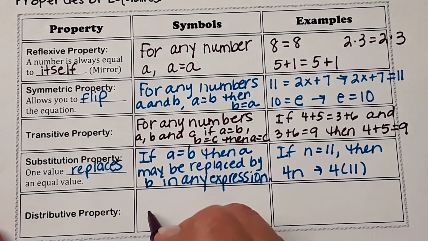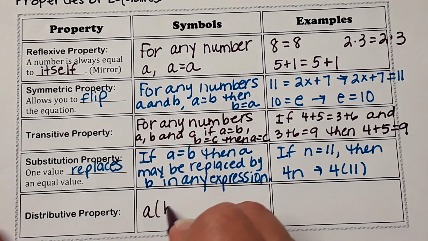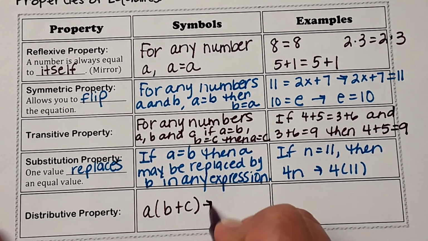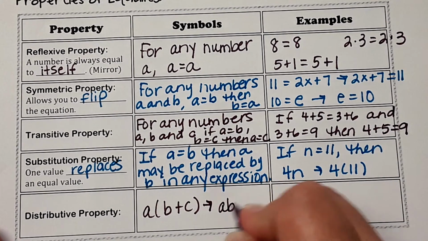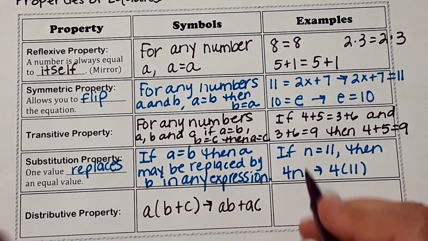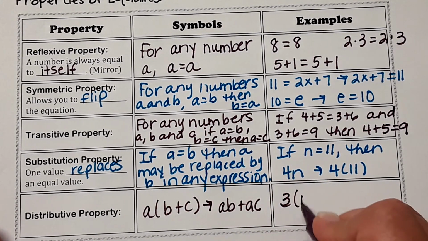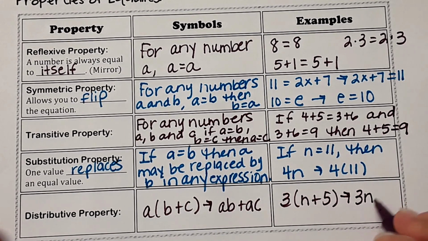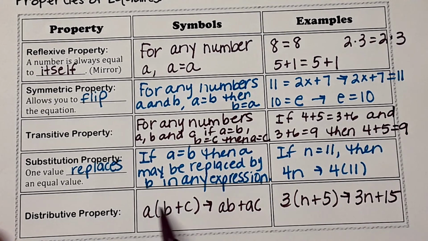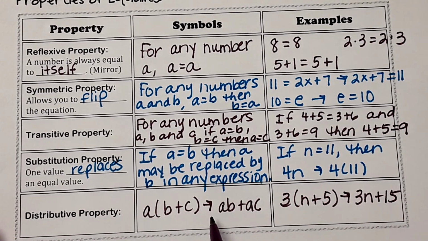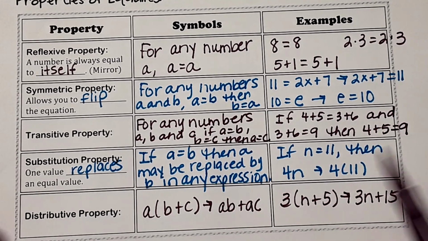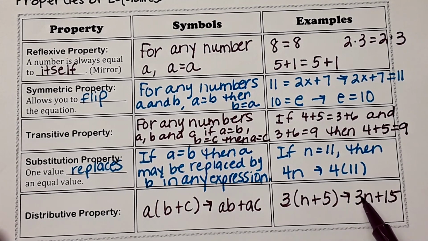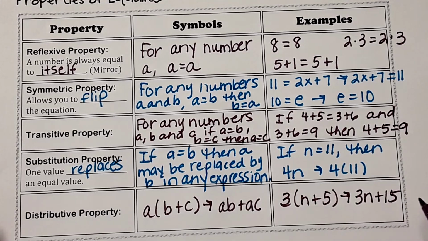And lastly but not least, is the distributive property, which we're going to focus on a little later, but I'm just going to show you. So A times B is AB, A times C is AC. Basically, when you see a letter next to a letter, it means multiplication. So 3 times n is 3n, 3 times 5 is 15.